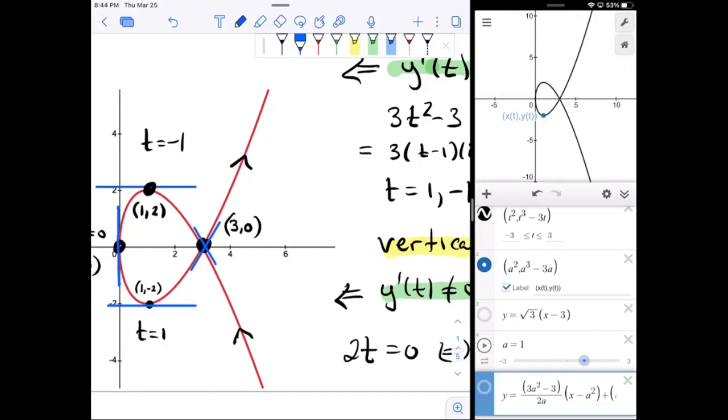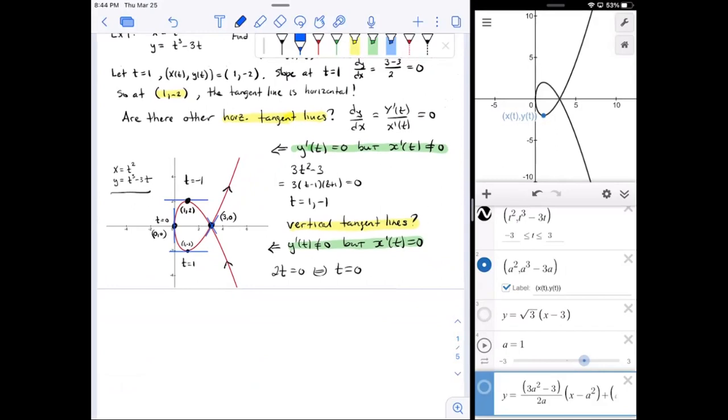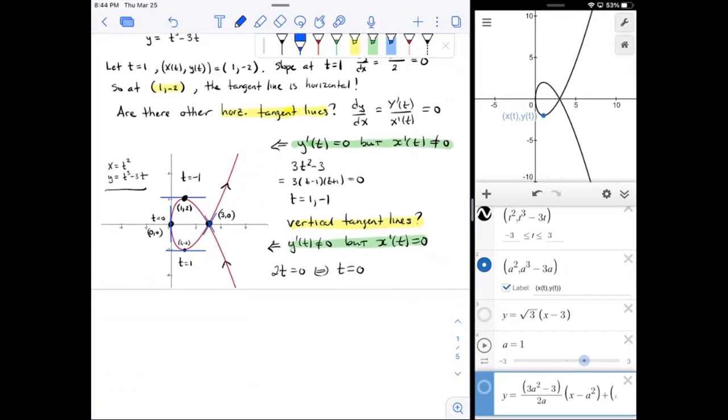So I want to investigate what is going on at that point. How can there be two tangent lines? Well, we have to figure out what's the value of the parameter that puts us at that point. So we have to answer the question, what value of t, or what values of t, make x equal to 3 and simultaneously y equal to 0?